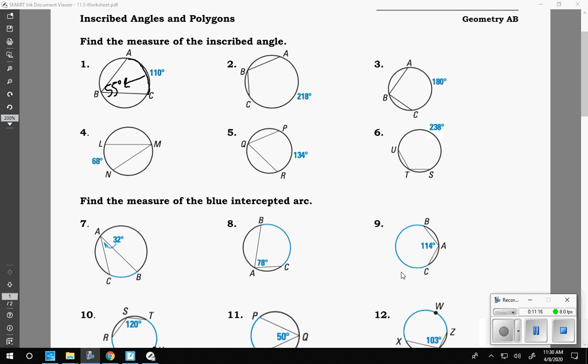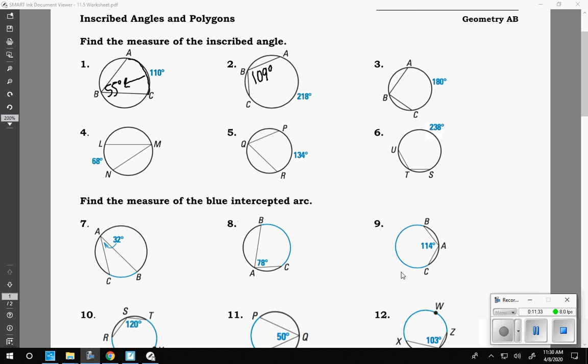Okay. So you're just going to take the measure of the intercepted arc and divide by 2. So 218 divided by 2 means that this inscribed angle is 109 degrees. Okay, you do that for the rest of that section.